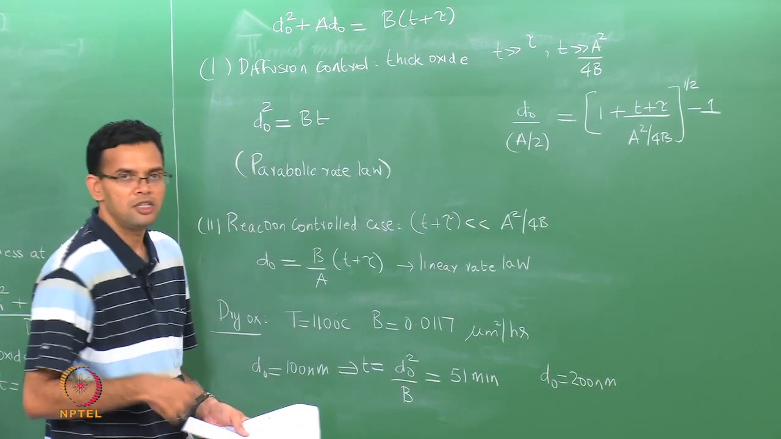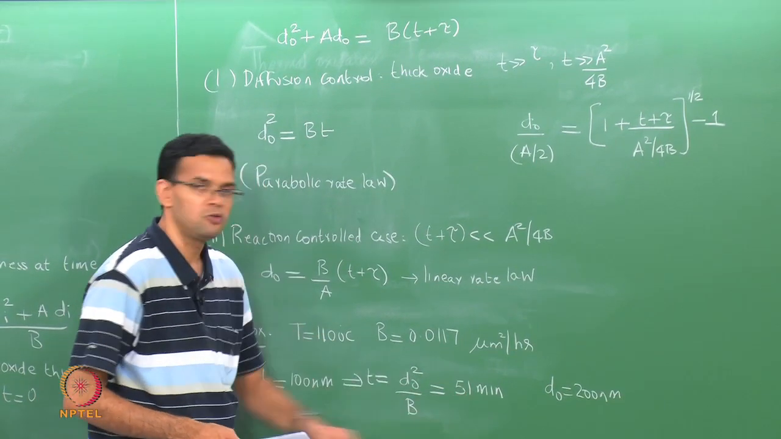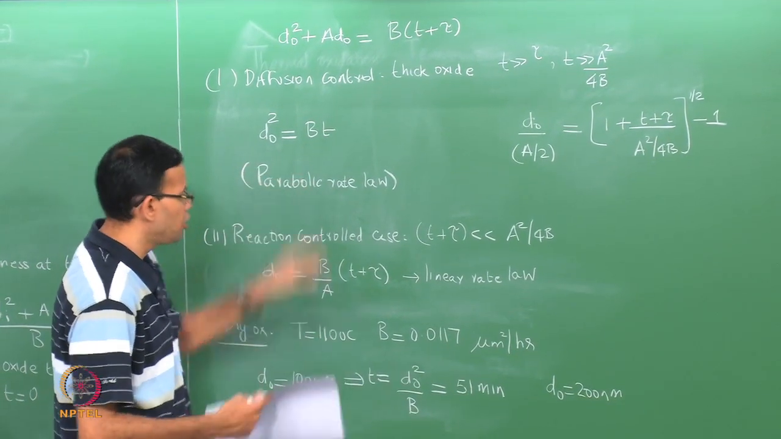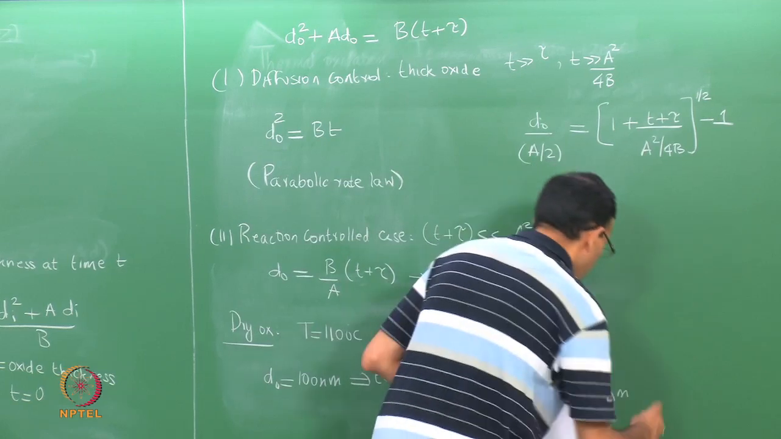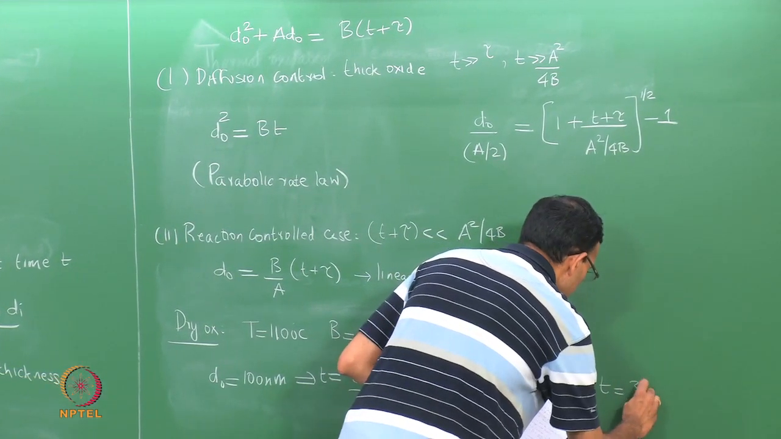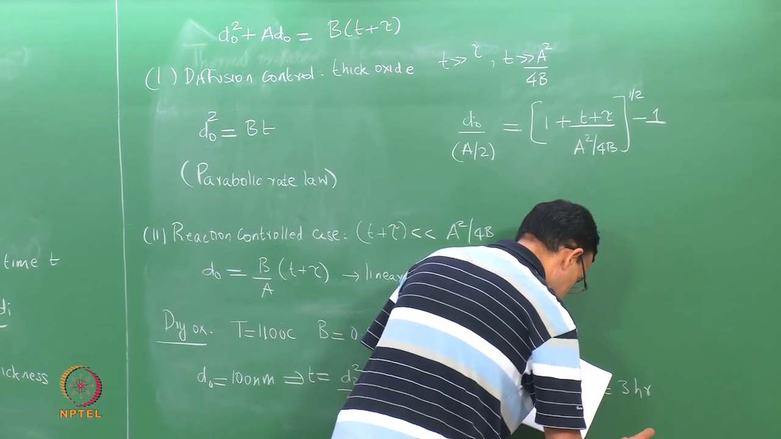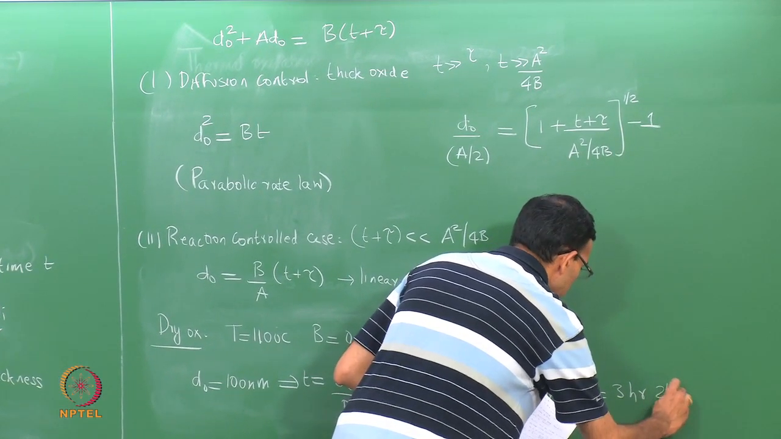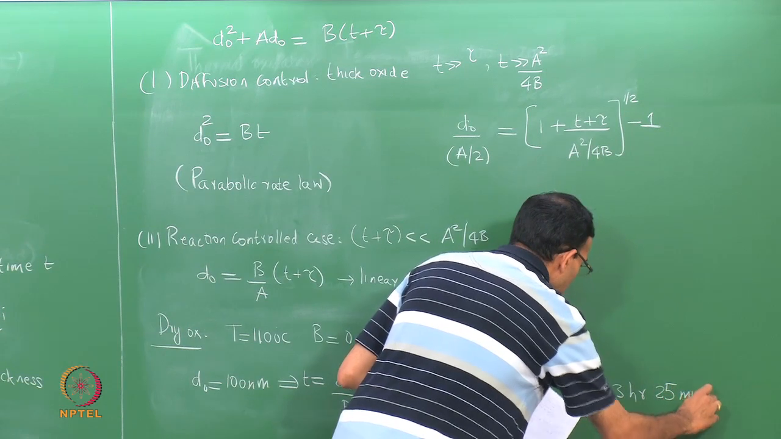Now, instead of 100 nanometers, if I want to grow 200 nanometers, so d naught is 200, the time is not just doubled. So, it is not just 2 times 51, but because of this parabolic rate law, the time, if you calculate, will be actually 3 hours and 25 minutes, or it is more than 3 times.